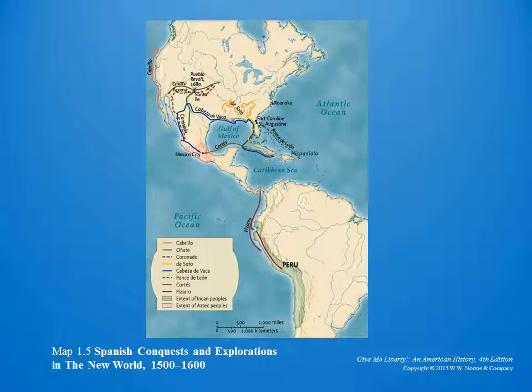This map shows the Spanish conquests and explorations in the New World from 1500 to 1600. By around 1600, New Spain had become a vast empire stretching from the modern-day American Southwest through Mexico and Central America and in the former Inca Kingdom of South America. The map shows the early Spanish exploration in present-day United States.